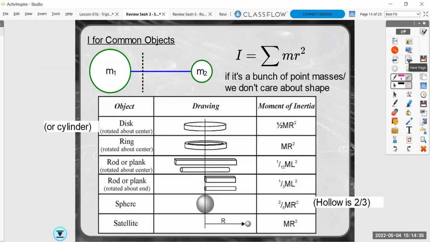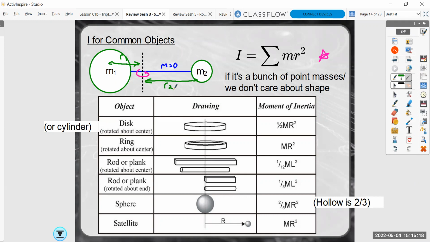A couple more things. The I for common objects. So you are sort of expected to know this, but not 100%. It is important to note that the I for a collection of objects is typically just the sum of all the mr squared. So let's say they give us a weird little barbell. The rod itself has no mass, but it's got things on the end. Well, what you would do is you would measure the distance to one thing, you'd measure the distance to the other thing, and you'd add up the m times r squareds for the two objects.